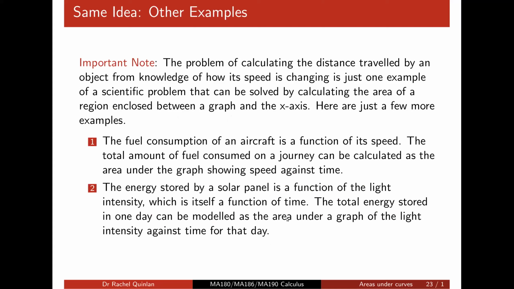Just a comment, and this is something you can look at later. I'm not sure if all of these examples are totally convincing, but the assertion is that this example of something traveling and knowing about its speed is not the only case where it's relevant to be able to calculate areas under graphs like this. For example, you could be looking at a solar panel, and you could have some record of how the light intensity hitting the solar panel is changing over time. And that's again something that's varying continuously in time. It's not that it's constant for a period of time and then jumps to another constant value and stays there. It varies continuously.